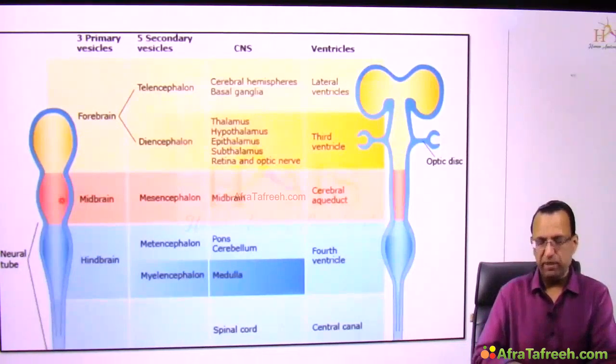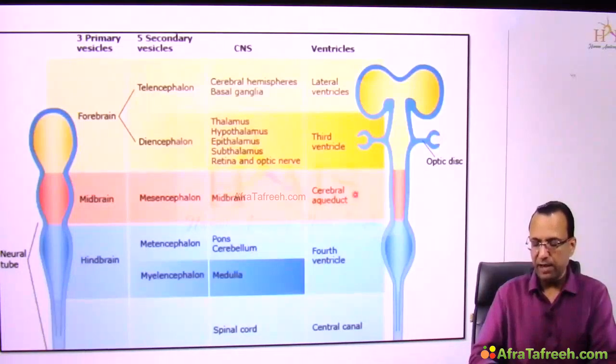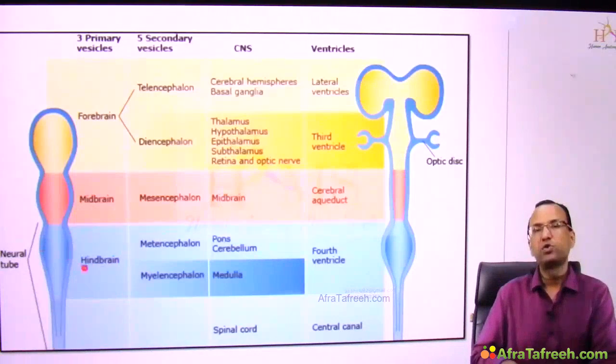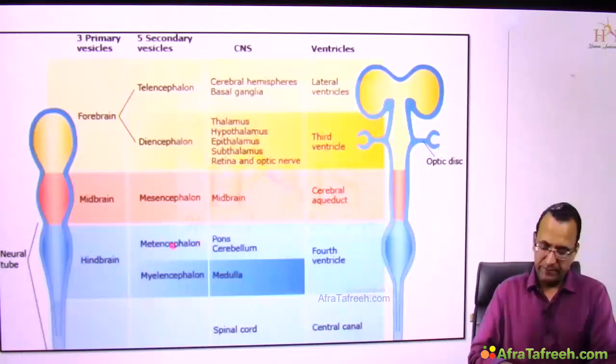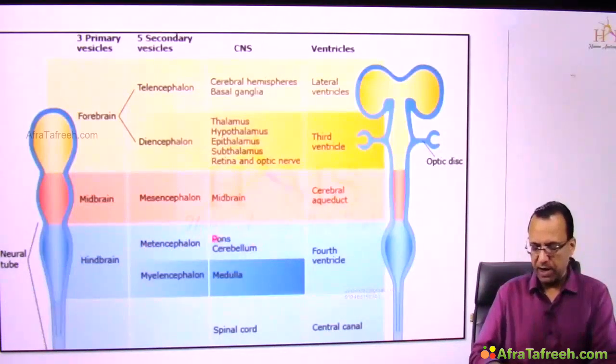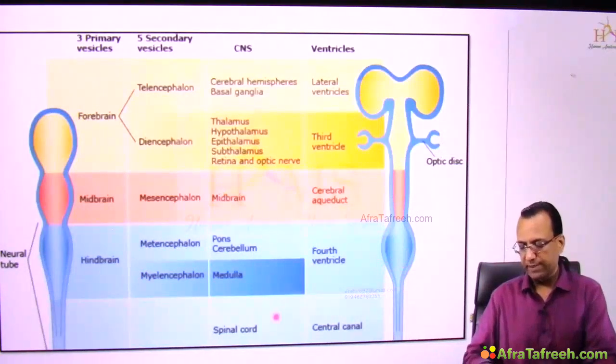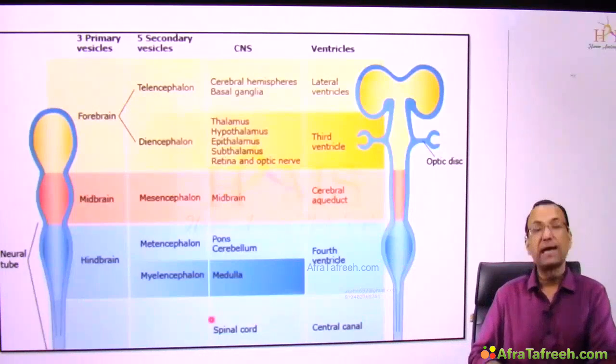What about the midbrain? Midbrain is not dividing any further. It is mesencephalon. It is having the cerebral aqueduct of Sylvius. And what about the hindbrain? Hindbrain has two components. There is the metencephalon, which is pontocerebellum, and there is the myelencephalon, which is the medulla oblongata, and they have the fourth ventricle, which is a diamond-shaped, rhomboid-shaped ventricle. And what is the ventricle of the spinal cord? Ventricle of spinal cord is the central canal. Let us draw these diagrams now.